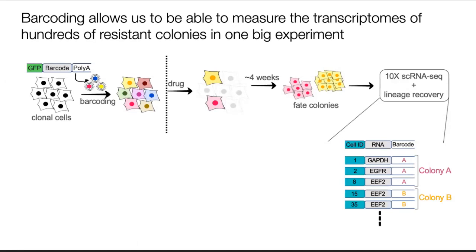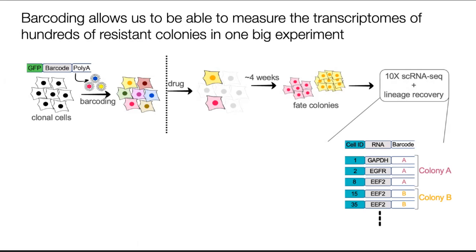So he actually used Ben's same barcode system to do this. It's a slightly different design. He barcodes the cells, adds drug, lets them grow. And every resistant colony comes from a single cell that is now grown out and has a particular barcode in it. So now you have cells that have different barcodes all on the dish. They're all resistant cells, but all the cells in a colony have the same barcode.